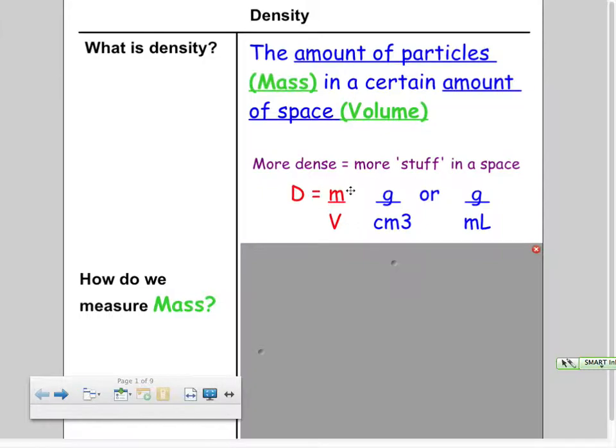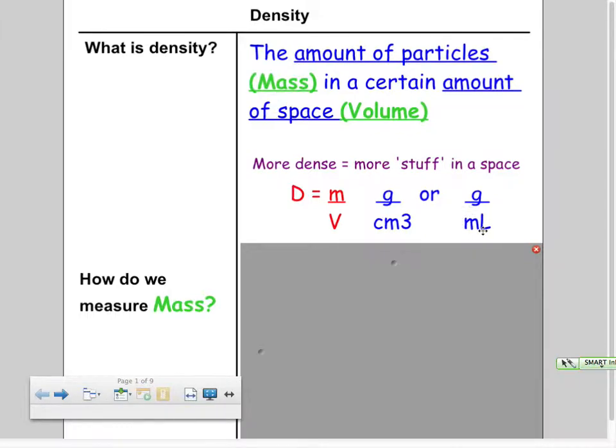Now, when we measure mass, you know that mass is measured in grams, denoted by the G. And volume, we can find volume two different ways. So it can either be in the measurement of centimeters cubed, like with our gummy bears, or, I'm going to teach you this today, it can also be in milliliters.